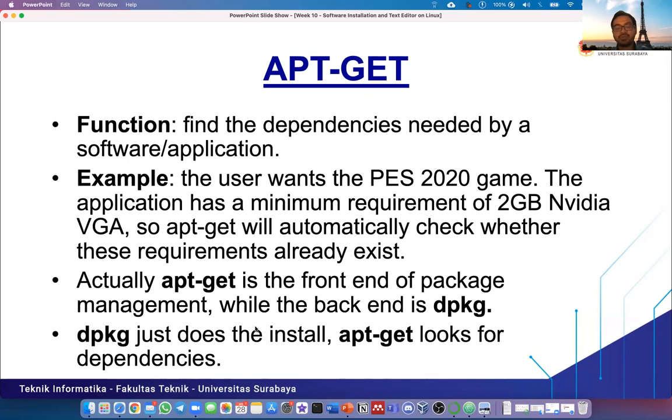When you want to install an application in an operating system, you can just type apt-get install, then the name of the application. Then you press the enter button on your keyboard. Then the terminal will execute the dpkg command after that. Okay, I will give you an example after this.